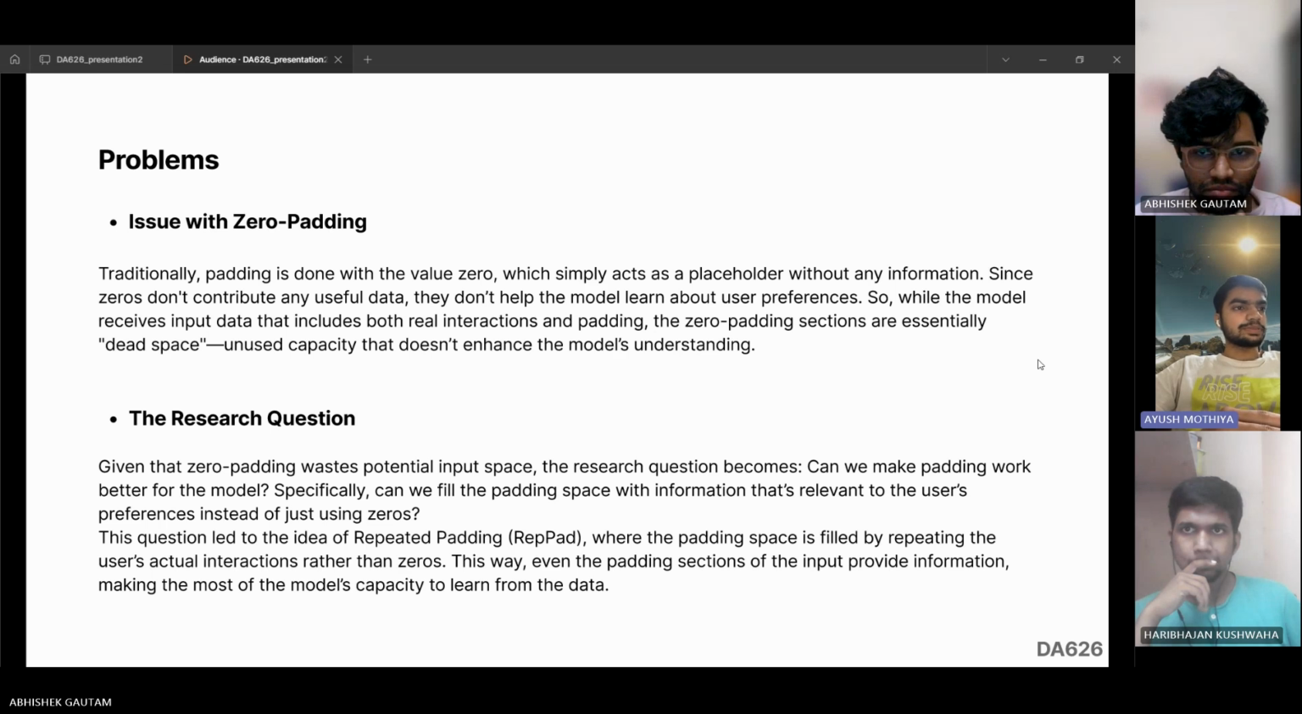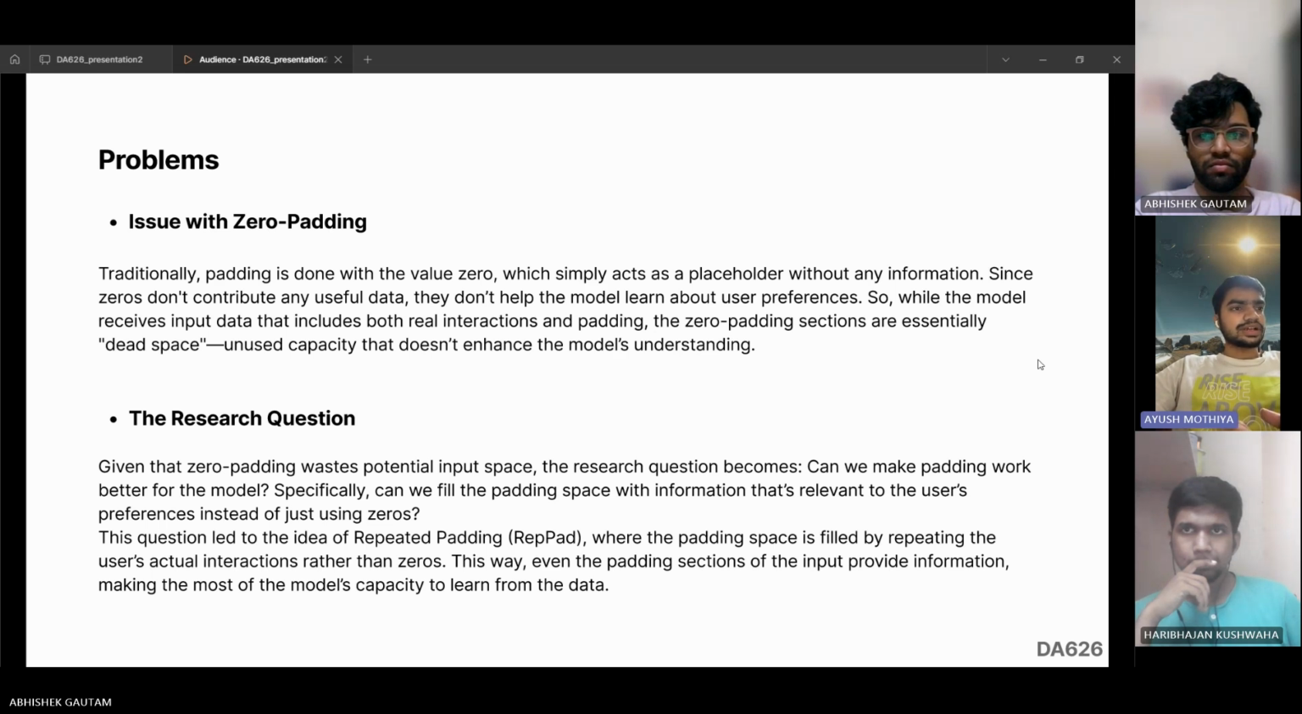The model receives input data that includes real user interactions, but the padding sections don't contribute to learning about the user's preferences. Because these zero-padded sections aren't used in the model's calculation, we are leaving a portion of the model's capacity unused. We are not allowing the model to learn from every part of the input, which could limit its ability to make accurate predictions.